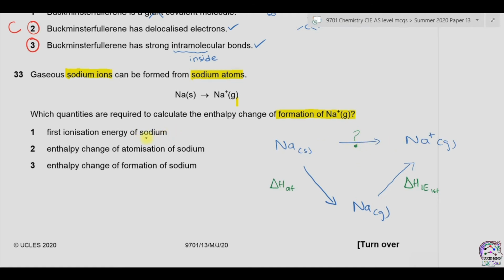So the options are 1. First ionization energy of sodium, yes we need this one. Second is enthalpy change of atomization of sodium, we also need this one. Third is the enthalpy change of formation of sodium. Now this is not needed. So the correct answer is B.